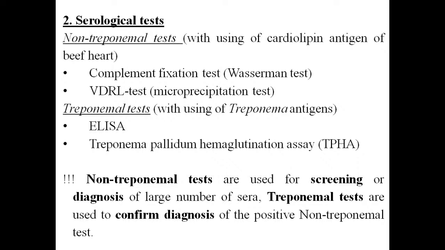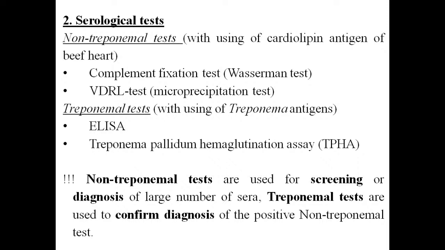Treponemal tests are another group of tests. They use antigens of living bacteria, antigens of Treponema. These tests include ELISA, enzyme-linked immunosorbent assay, and Treponema pallidum hemagglutination assay. When should we use non-treponemal tests? When should we use treponemal tests? It's very easy to understand.